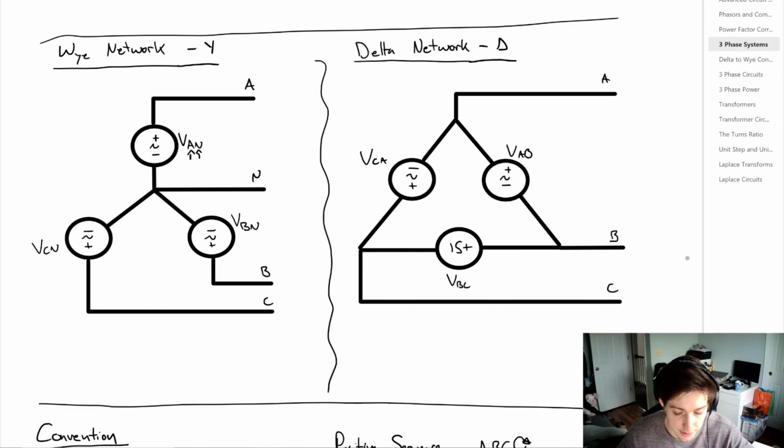So with the delta network, a little bit different from the Y network, we lose that neutral wire, and we have kind of this triangle network where we still have our lines A, B, and C, but now we have voltages between A and B, between B and C, and between C and A. Notice the polarities for each voltage. So a little bit different because with the Y network, we just had A to N or B to N or C to N. Now we're actually line to line. So these are the two systems that we're going to work with.